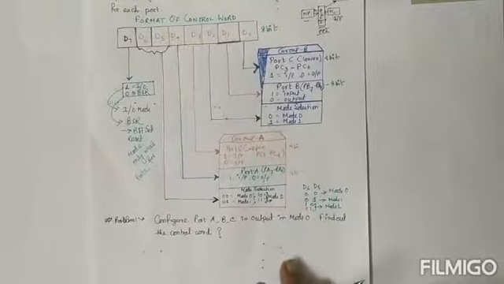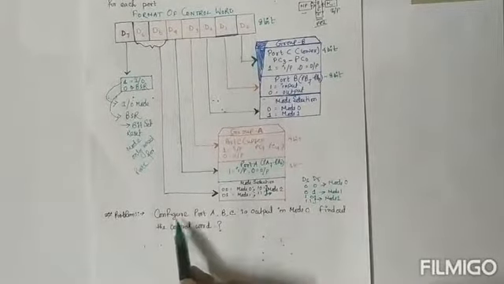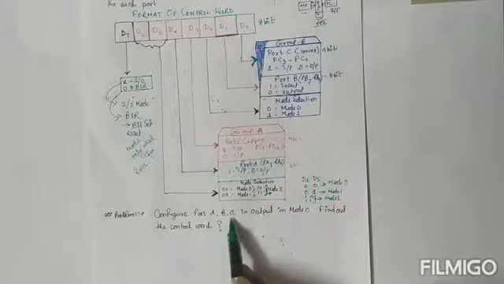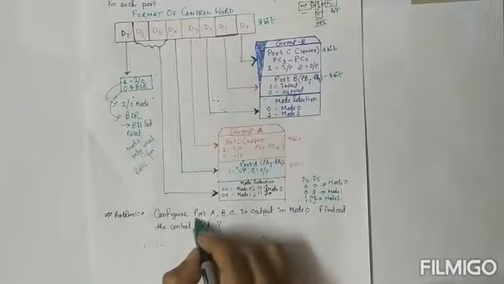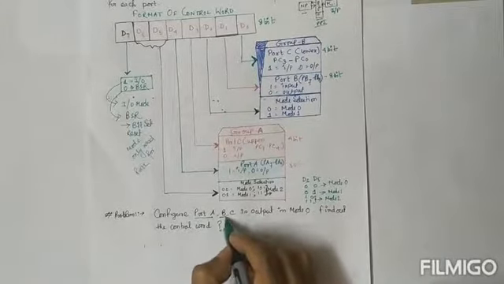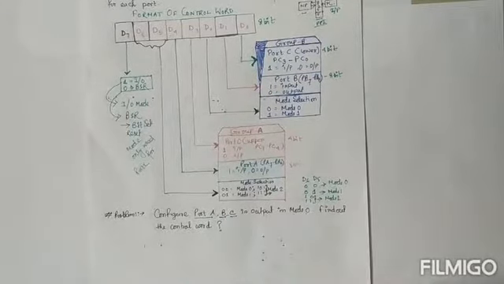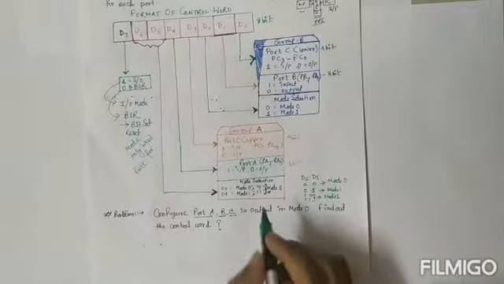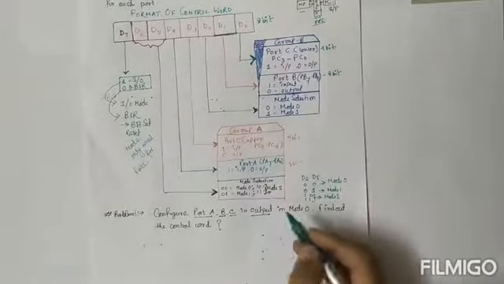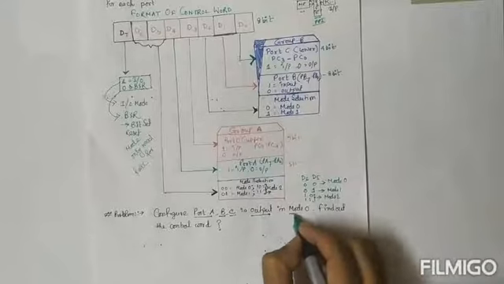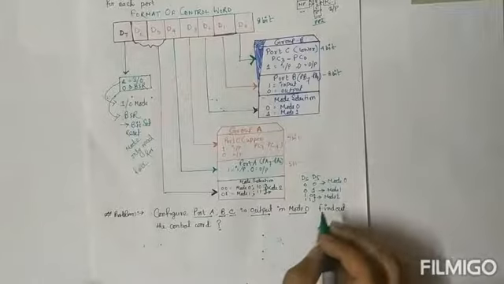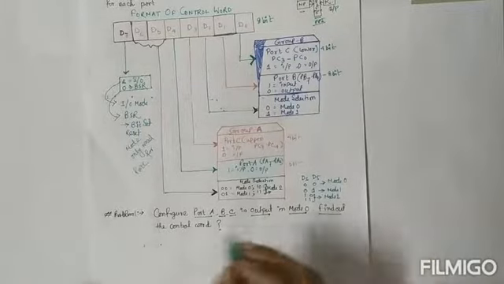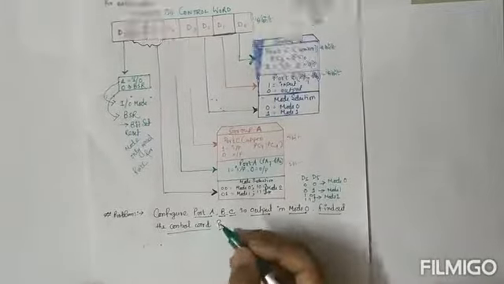Configure port A, B, C as output in mode 0 condition. Port A, port B, port C is output in mode 0 condition. Then what will we find out? Find out the control word format.